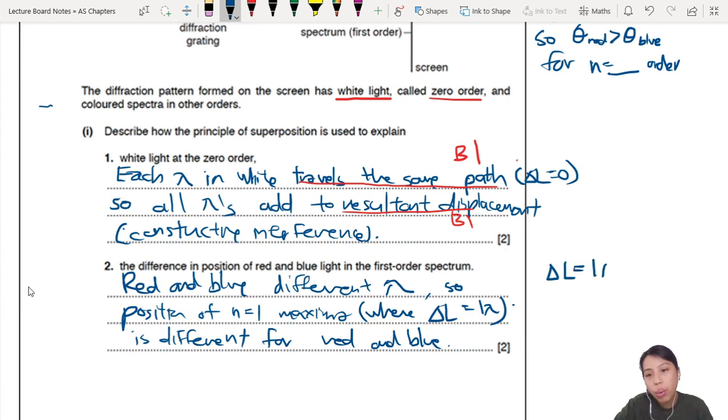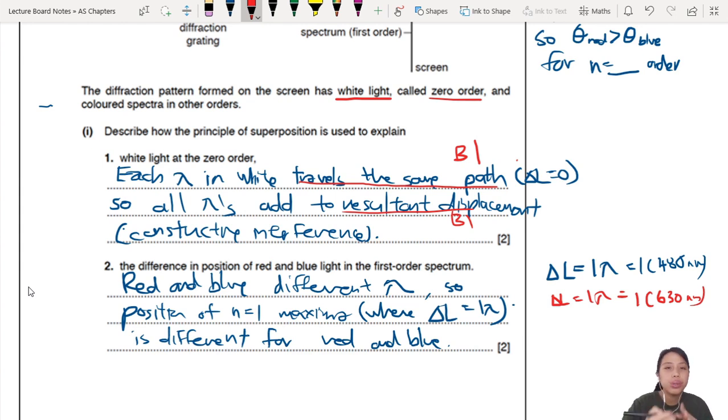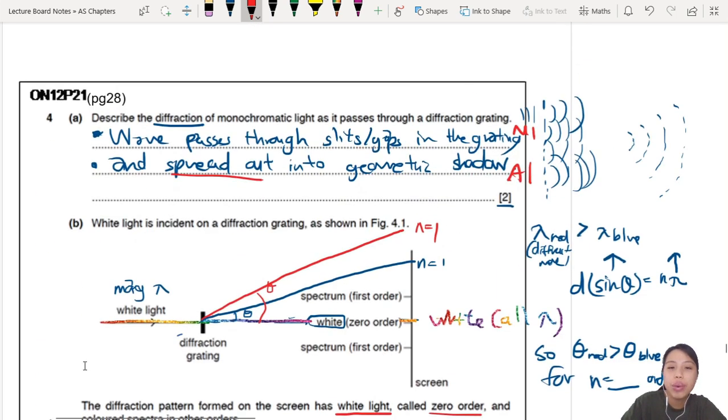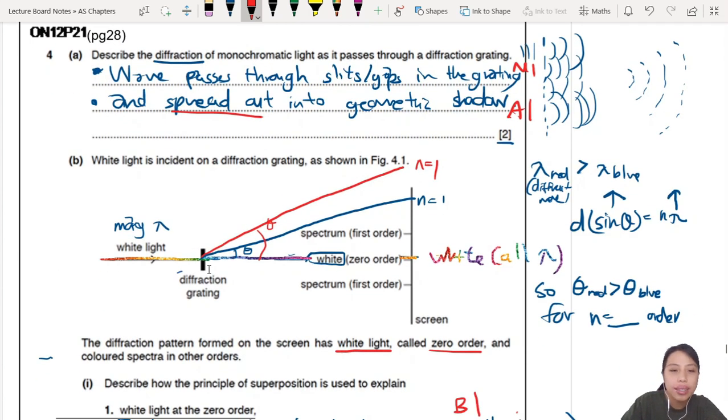So for blue color, your 1 lambda may be 1 times, what is the wavelength of blue? 400 plus, let's say 480 nanometers. Then for red color, the path difference needed for constructive interference will be 1 times, let's say 630 nanometers. Different already, so you need a different path difference. So they will spread out differently. So your 2 marks: different lambda, and because of different lambda, you need a different path difference, so different positions of maxima. That's why when you shine white light, you will see a rainbow, because all the wavelengths spread at different angles.